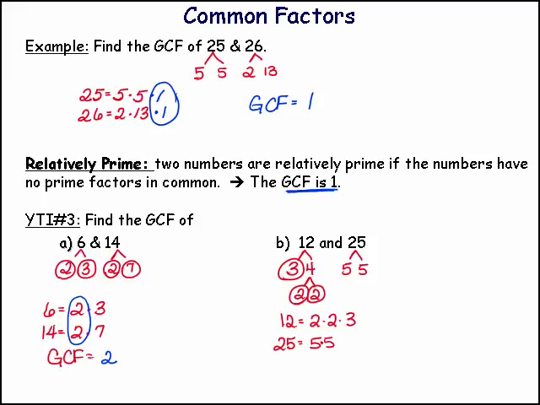Okay, so what's the GCF of 12 and 25? Are there any common factors within the prime factorizations? No, there are no prime factors in common, so the GCF is equal to 1. Okay, so that's what would happen if you had two numbers that had nothing in common. You could say that those two numbers are relatively prime to each other.